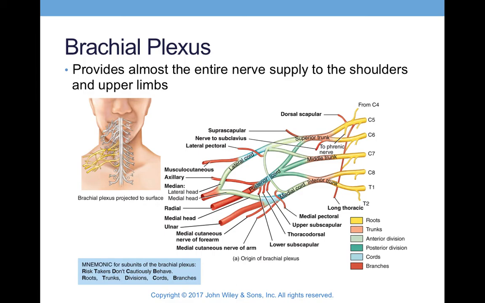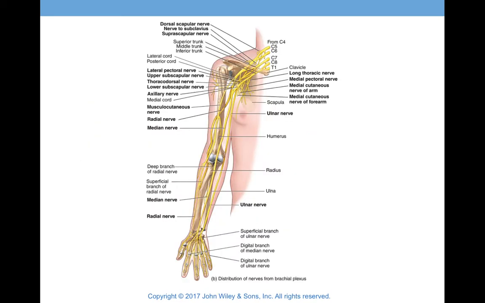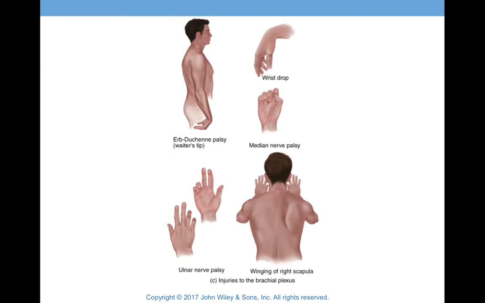The brachial plexus constitutes the nerve supply for the upper extremities and a number of neck and shoulder muscles. A number of nerve disorders may result from injury to the brachial plexus. So among these injuries here, we are showing Erb-Duchenne palsy, or Waiter's tip, where the wrist curves in a hyperextension. This is also known as Waiter's tip palsy.